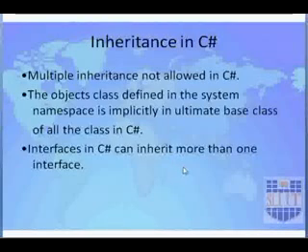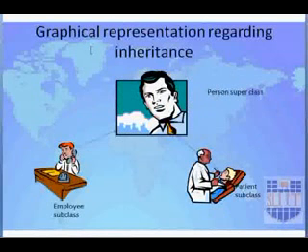Firstly, let us describe the special things in inheritance in C#. Multiple inheritance is not allowed in C#. The object class defined in the system namespace is the implicit ultimate base class of all classes in C#. Interfaces in C# can inherit more than one interface. This is a graphical representation regarding inheritance. Employee can be a person. Patient can be an employee.